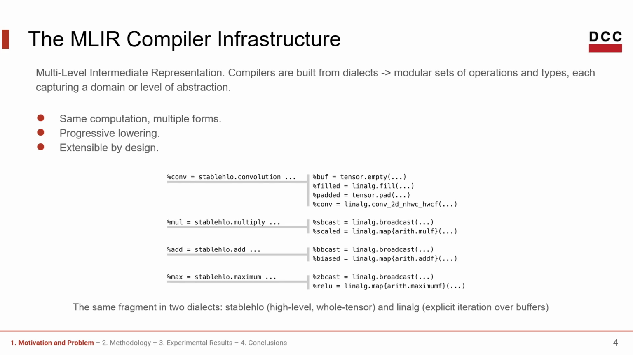I have one example here that shows this idea, where the same computation fragment is in 2 different dialects, StableHLO here on the left and Linalg on the right. You can see that StableHLO has a higher level, more compact representation, while Linalg uses lower level operations that make the structure a bit more explicit.